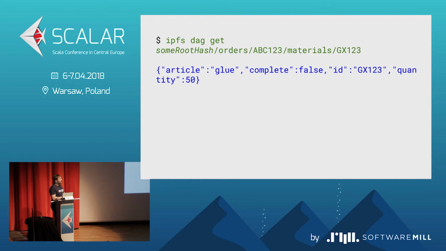Okay, and interestingly enough, IPLD makes IPFS dag get also work with this construction. So if I have some root hash that I've already calculated for this construct, I can say /order /bcd /materials /gx something, and that will get back exactly that.